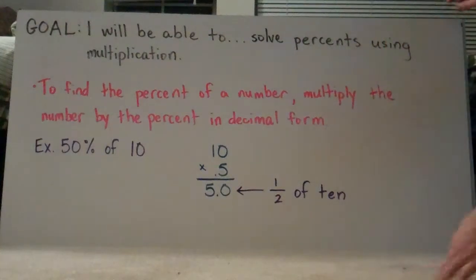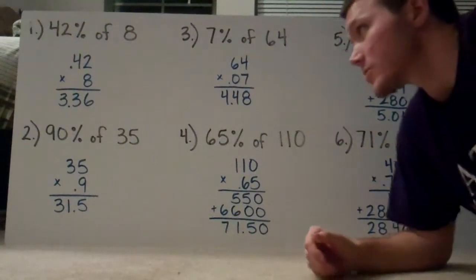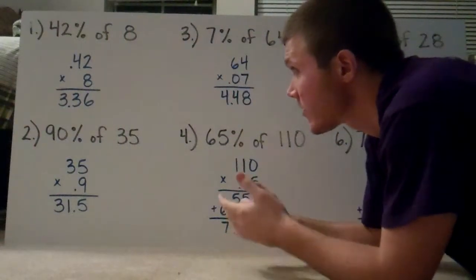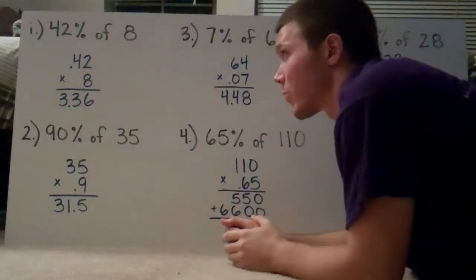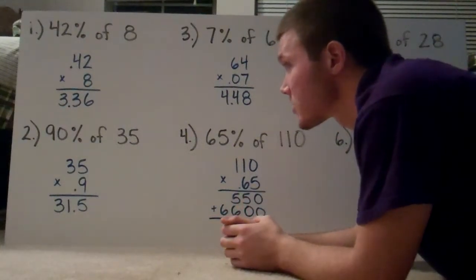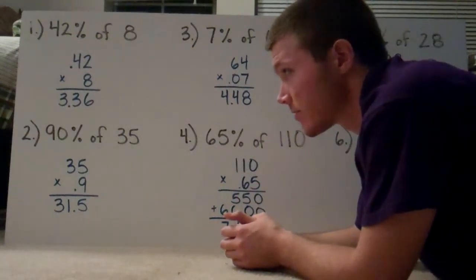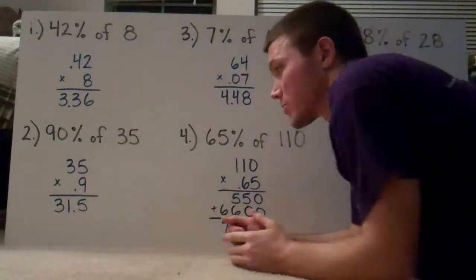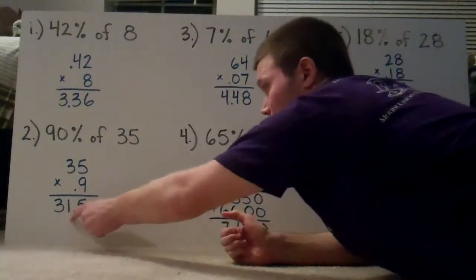This is the only slide, and it just says some examples on here for you. Number 1, 42% of 8. I'm going to take 42%, change it to decimal form, which is 0.42, times it by 8, and I get 3.36. 42% of 8 is 3.36. Number 2, 90% of 35. I'm going to multiply 35 times 90% in decimal form, which is 0.90 or just 0.9, and when I multiply those out I get 31.5.